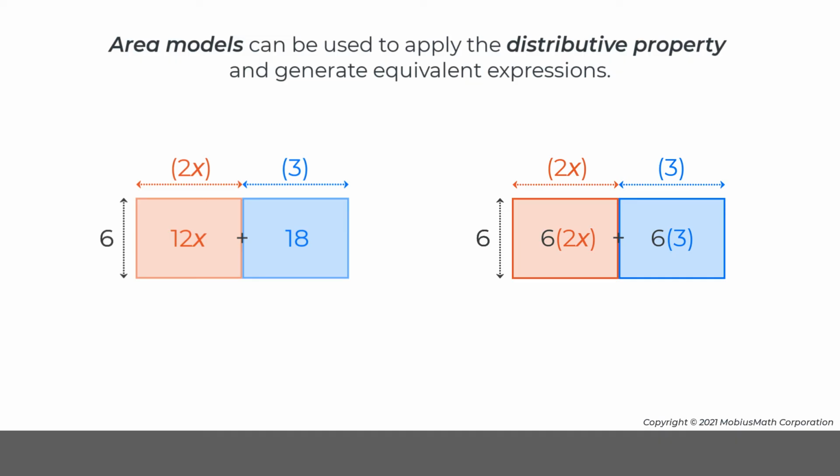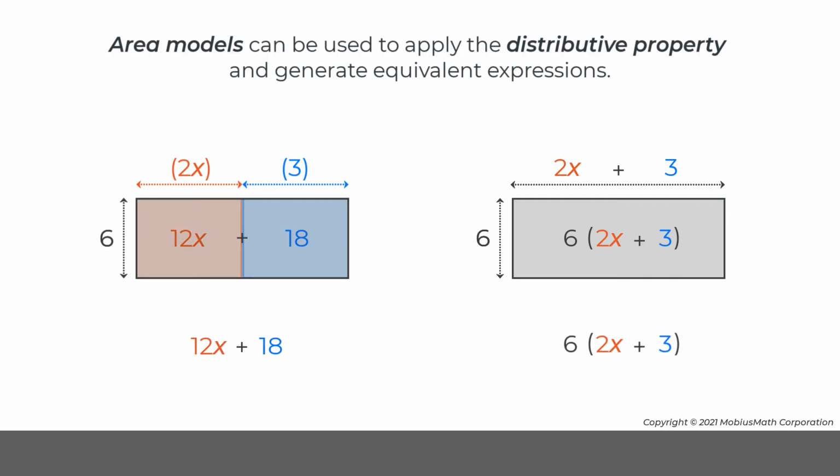If the two rectangles are combined, the area of the combined rectangle is the height times the length, or 6 times the quantity of 2x plus 3. Since both expressions represent the area of the combined rectangles, these two expressions are equivalent.